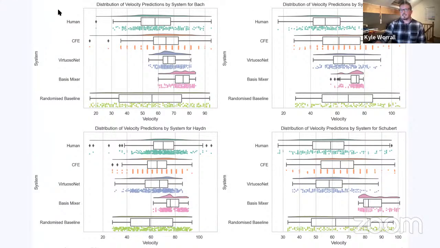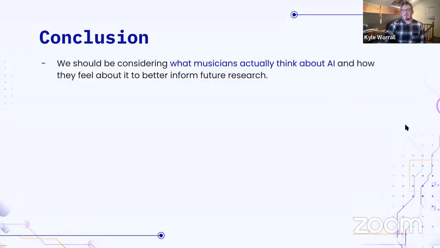But another quantitative analysis we did was to look at the distribution of the inferred velocity predictions for every system compared to the human data. And we only use CFE and not CFEP here because they both do the same velocity predictions. But when you compare CFE, our model, and VirtuosoNet, the basis mixer, they're both the machine learning models, and then the randomized baseline from Logic, the distribution of ours is actually the closest, which shows that the model has successfully learned the shape of the data. But I won't go into more of that because I feel like we're probably running out of time.